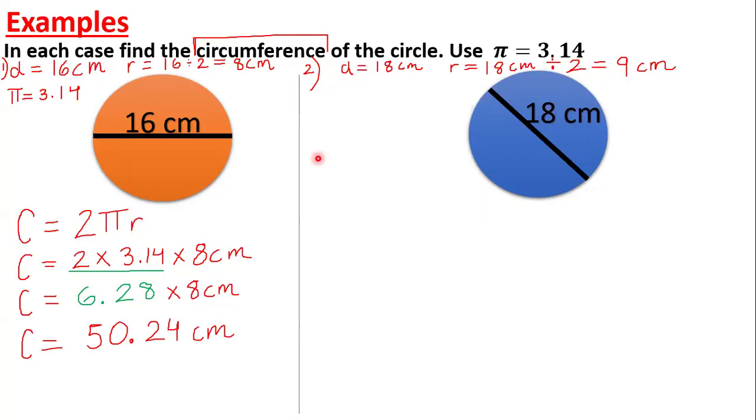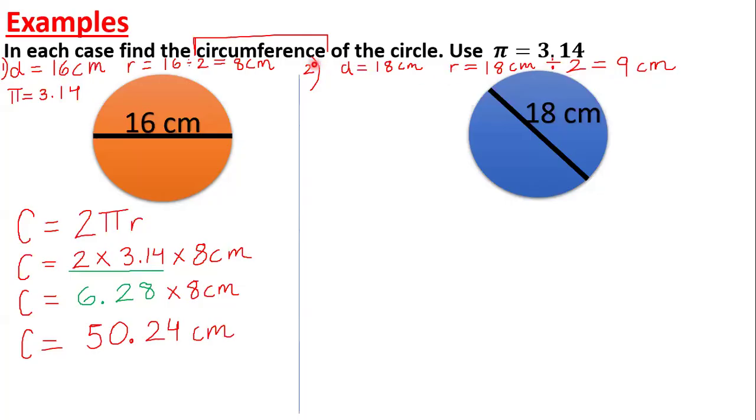Tajay, do you understand this? Yes, sir. Okay. What did I do? How did I get the radius for this? How did I get the 9? What did I do? You take it in half. I cut it in half. Very good. And I cut it in half because the radius is half of the diameter.